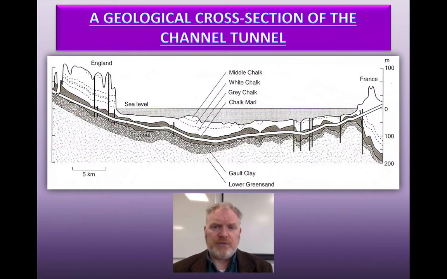You can see that the different rock units are labelled up there. Marl, by the way, is a type of clay. It's clay with calcite in it. The beds labelled at the bottom are the Gault clay. Gault is a period of time in the Cretaceous, as is the lower green sand. It's a sandstone from the Cretaceous period.